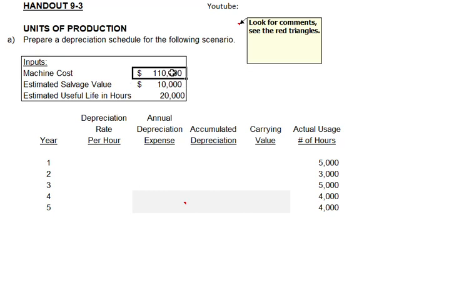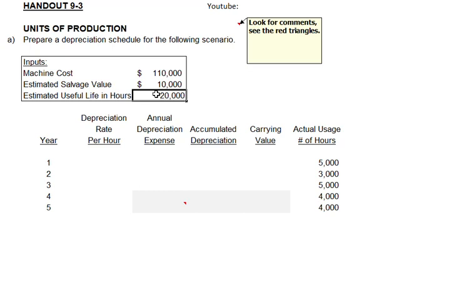So we're going to need to take the difference between the two, that $100,000 in cost, and we want to match it with future revenues. In the straight line method, we do this evenly, an equal amount per year. In our units of production method, we're going to estimate its useful life rather than in years, in hours of usage. We think the machine is going to have a 20,000 hour productive life.